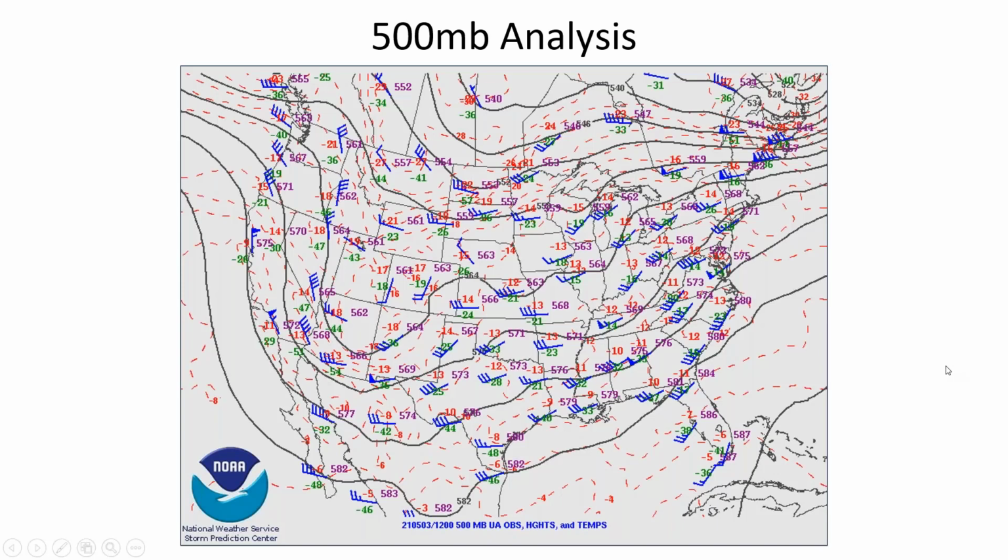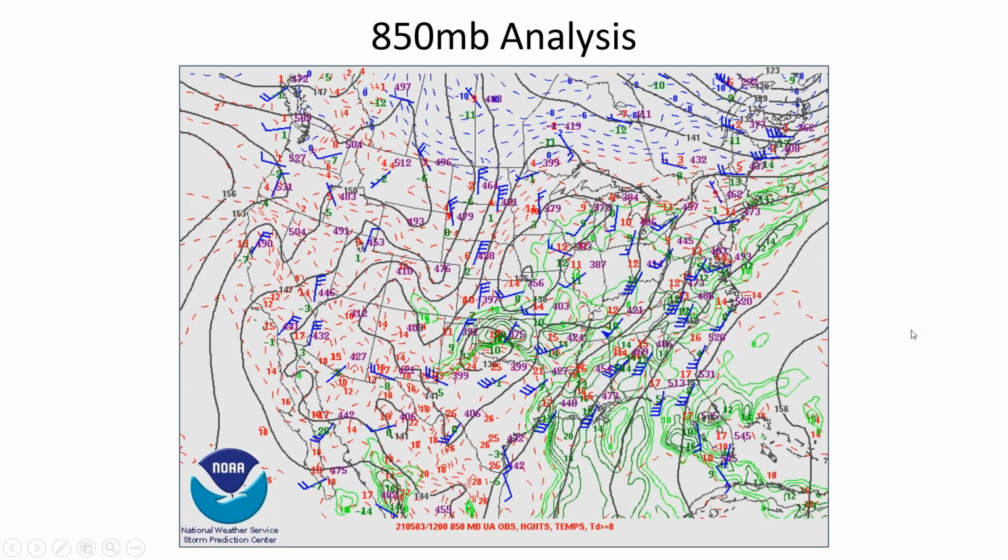Just to give a little bit of a synoptic overview, this is a 500 millibar chart for 12Z that morning. You can see that there is a trough present over the Four Corners region, and that was going to provide, and did provide, additional lift and ascent across West Texas through the afternoon and even into the evening hours.